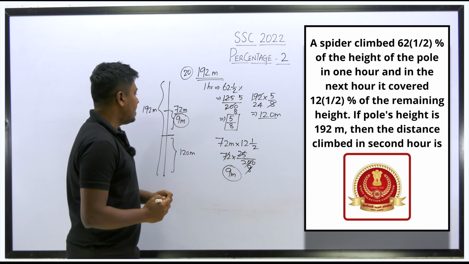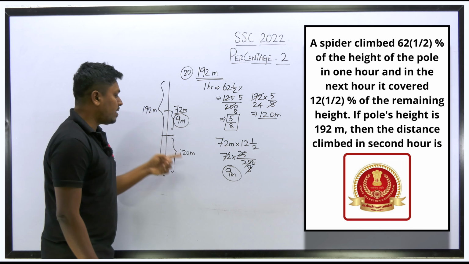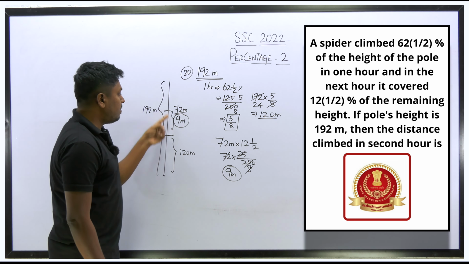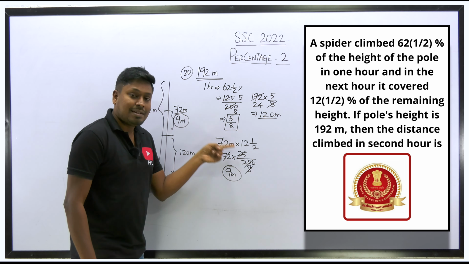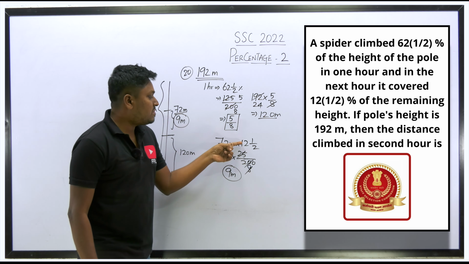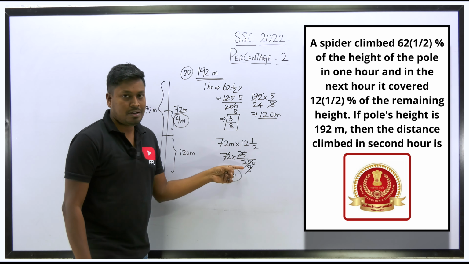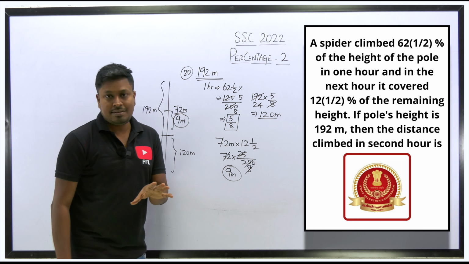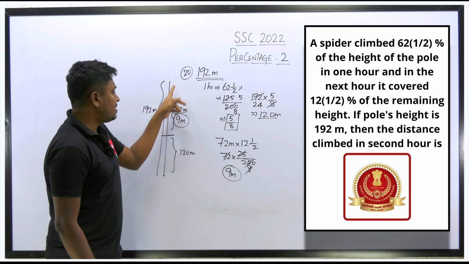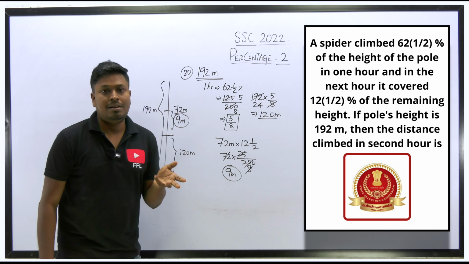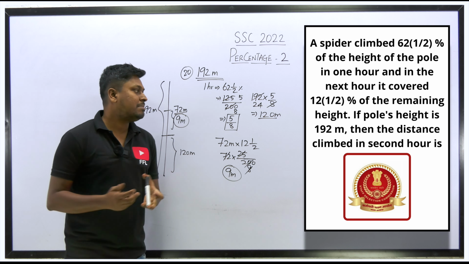Once understood or not? Initially the first hour is 120 meters. We subtracted that 120 from 192, so the remaining distance is 72 meters. In the second hour, the spider covers 12 1/2 percent, which is 25 by 200, so 1 by 8 part is covered. 72 into 1 by 8 is 9 meters. So the answer for this question is 9 meters, the distance covered by the spider in the second hour. That's it, it's a simple question.